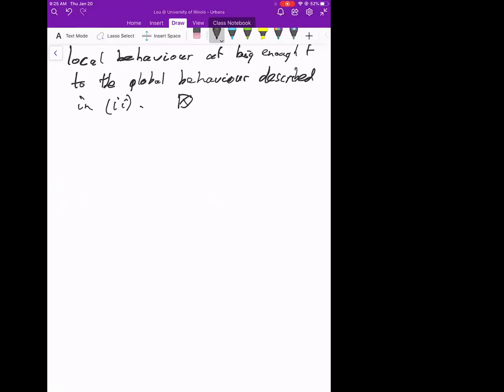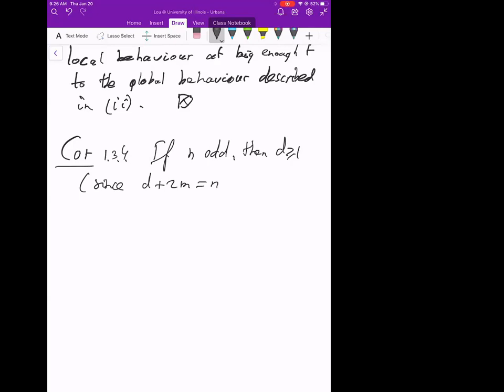Okay, now one consequence I want to immediately draw, which is 134. If n is odd, there must be at least one d greater than or equal to 1, right? Since we have d plus 2m equals n, if n is odd, then there must be at least one real zero for t big enough, even given by a continuous function or continuous germ, an element of curly C.